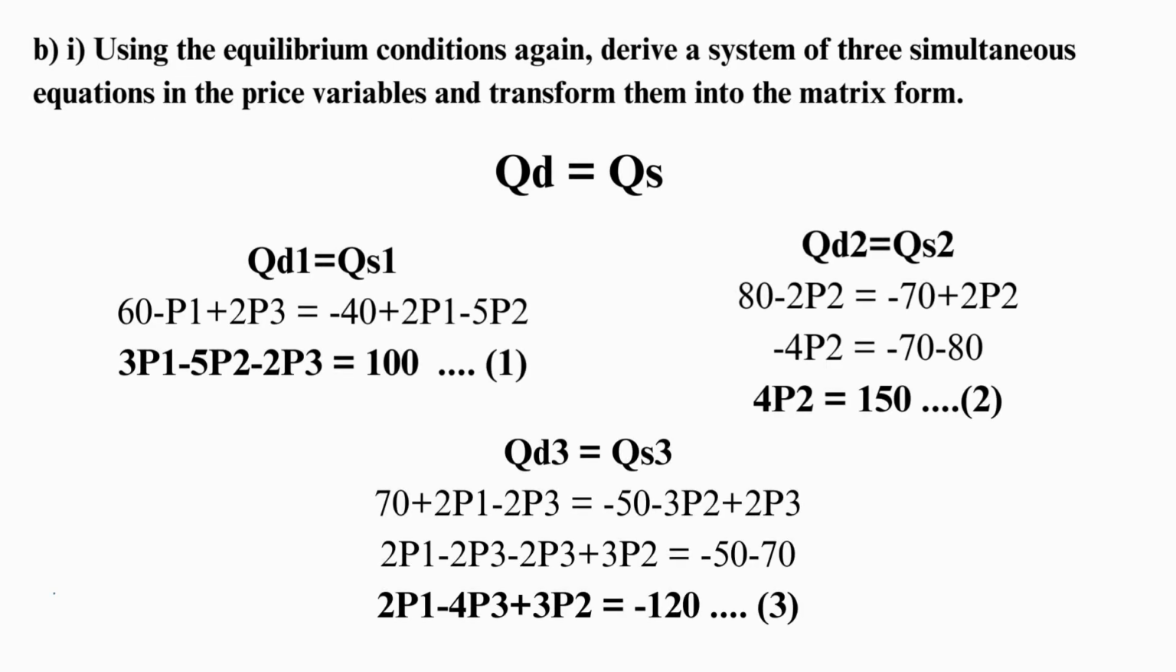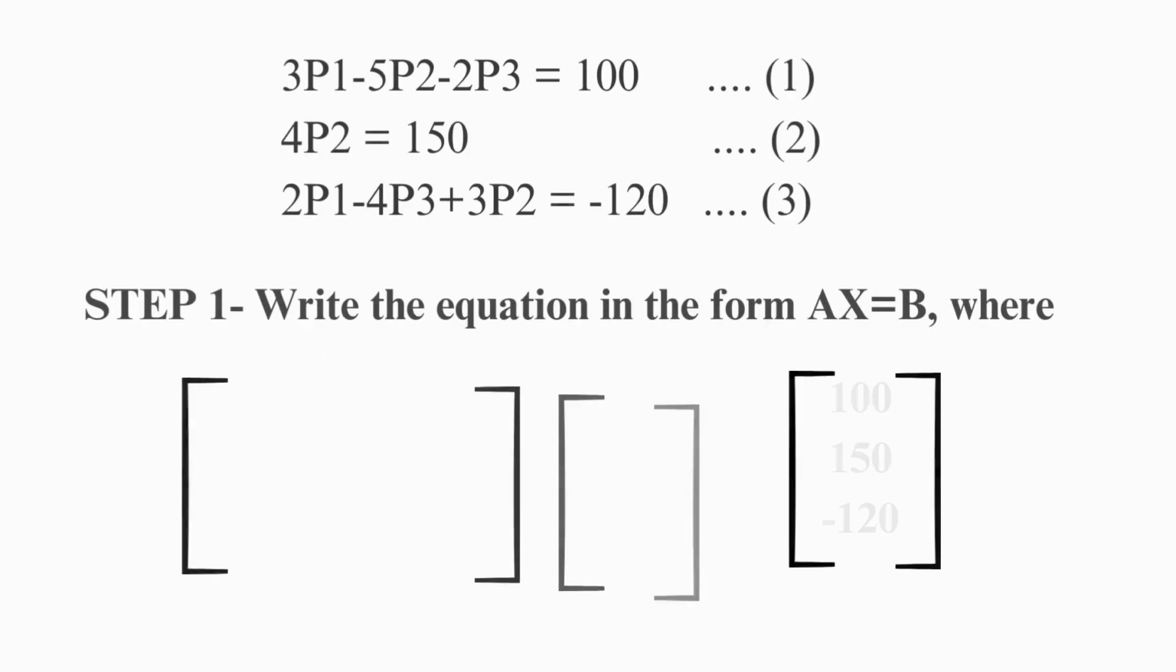For question B1, we will discuss solving three equations in three variables by Cramer's rule. To derive the equilibrium conditions, we set the quantity demanded equal to the quantity supplied. So the first equation is 3P1 minus 5P2 minus 2P3 equal to 100. The second equation is 4P2 equal to 150. The third equation is 2P1 minus 4P3 plus 3P2 equal to negative 120.